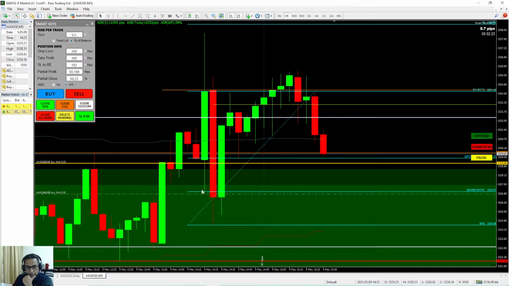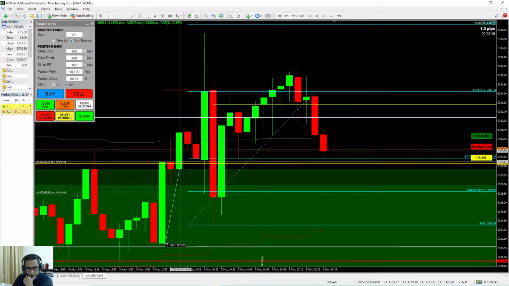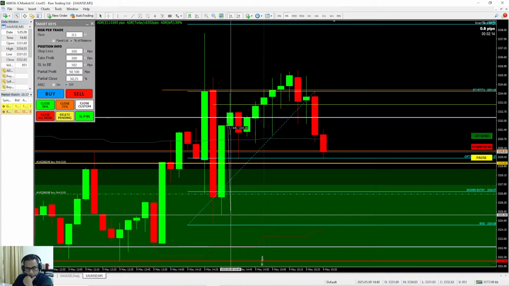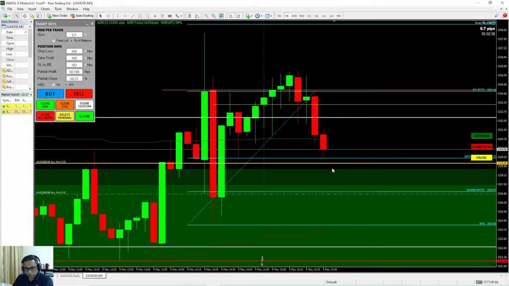It's coming to this candle here. This one right here, that's a 58 pip candle. And this one is a 63 pip. Yeah, it's coming to this candle. Should get a reaction here. Push back up.